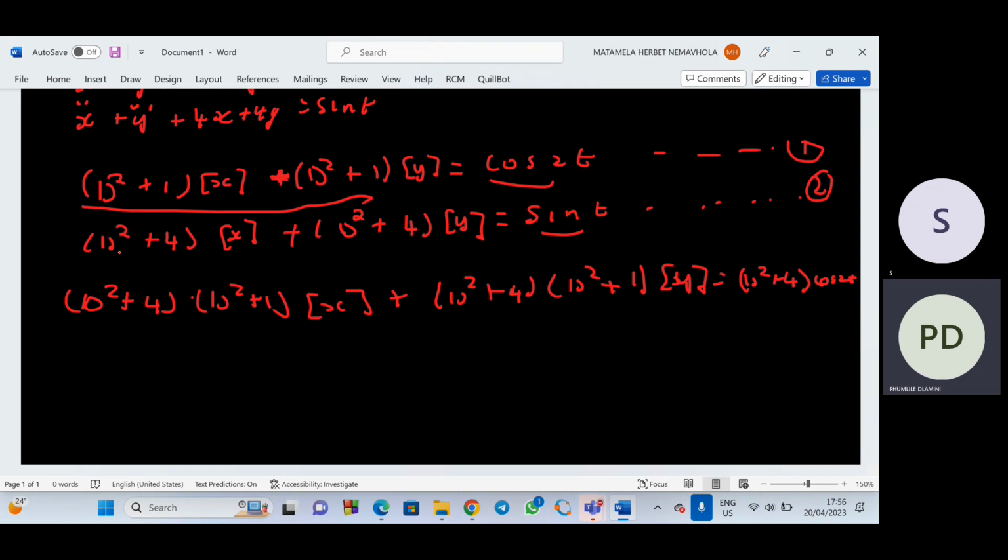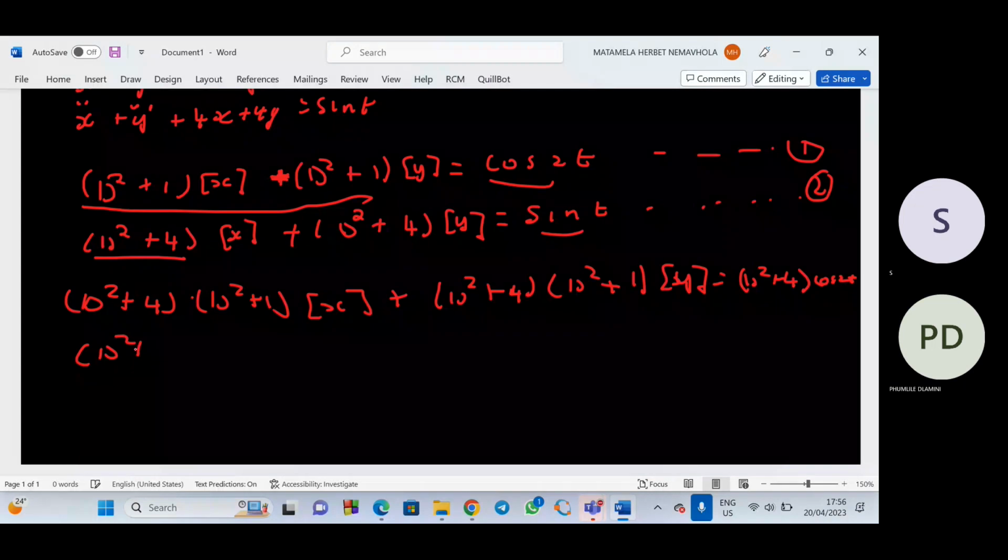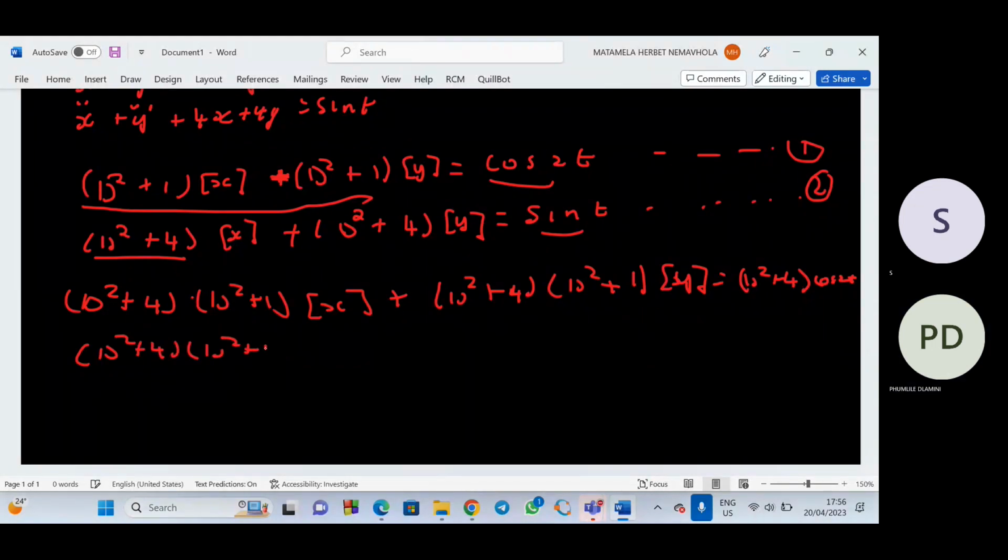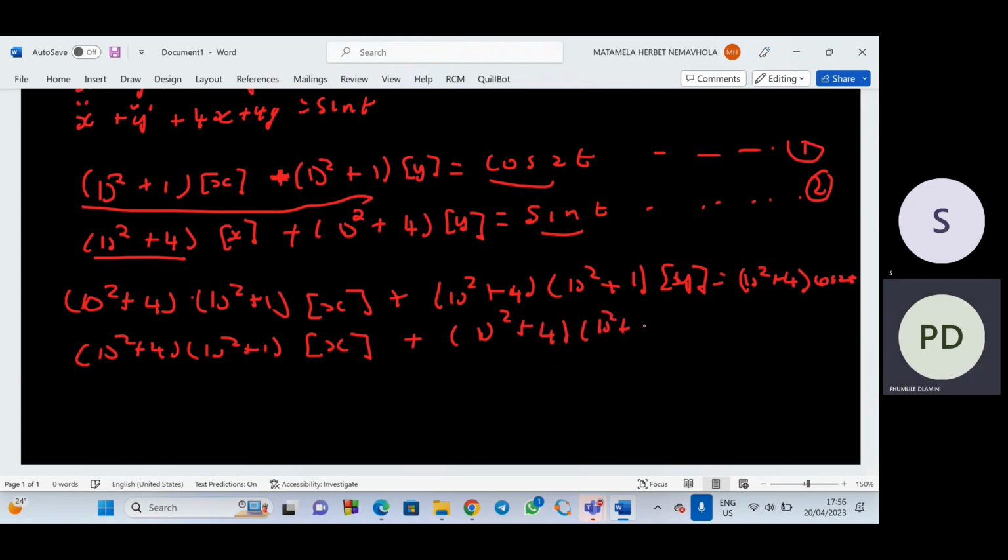So now if we multiply this equation here by d squared plus 1, you can see that we're going to have d squared plus 4 and d squared plus 1 of the side of x, plus everything is going to be the same. You see that d squared plus 4 in brackets d squared plus 1, which is equals to d squared plus 1 of sine t.